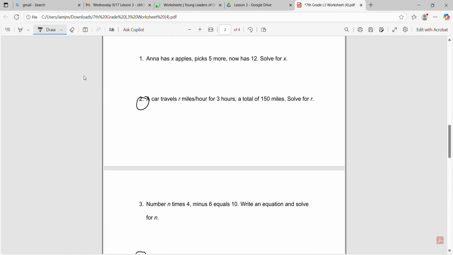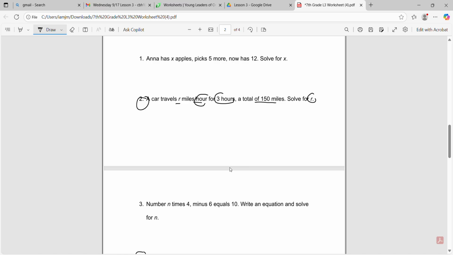So we're going to do all the even numbers. So number 2, a car travels r miles per hour for 3 hours and a total of 150 miles. Solve for r. So in this problem, we have to find out how many miles the car travels per hour. We know how much it did travel, but we don't know how much it travels per hour.